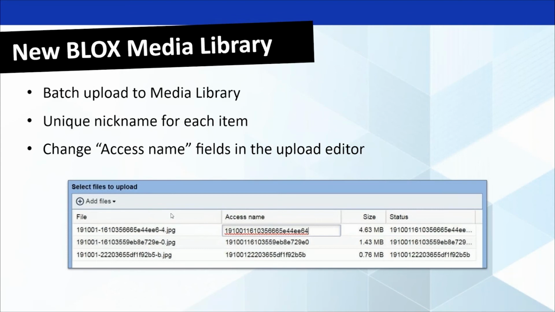We also have a batch upload. It's one of those mini batch uploads that you can do from your desktop in order to populate the media library. As you upload items to the media library, there's this column here called access name.